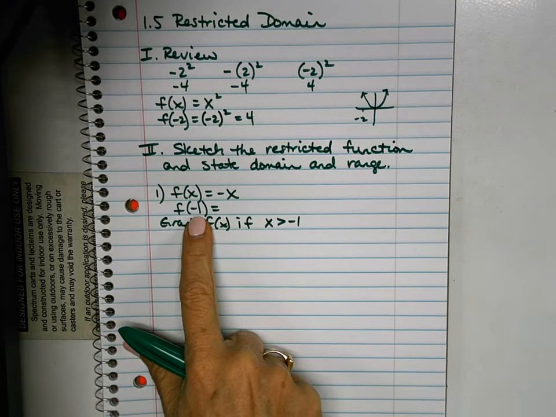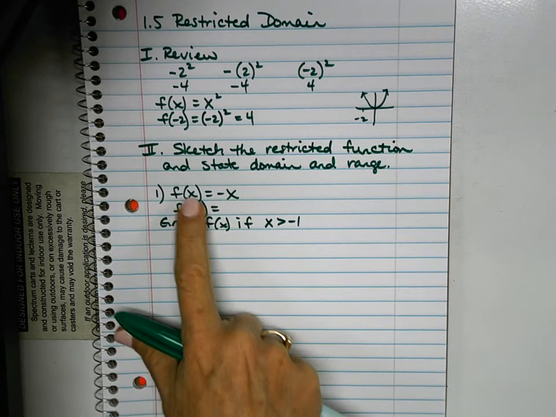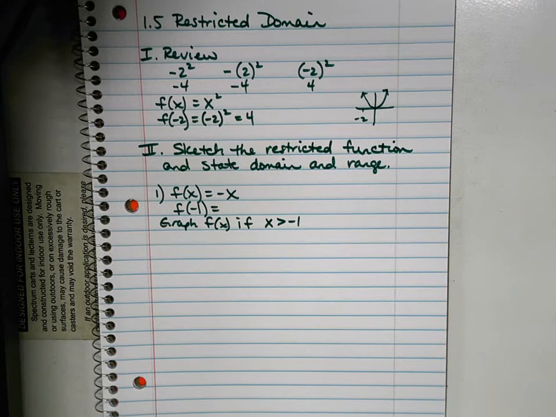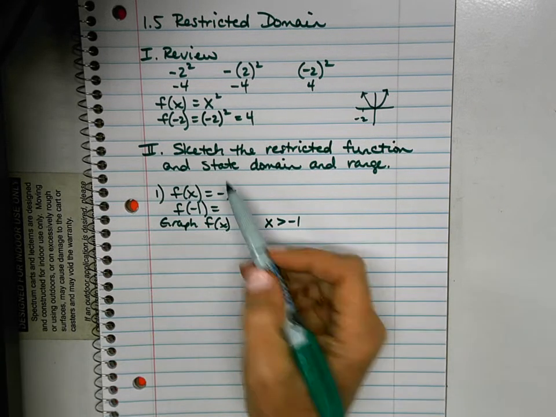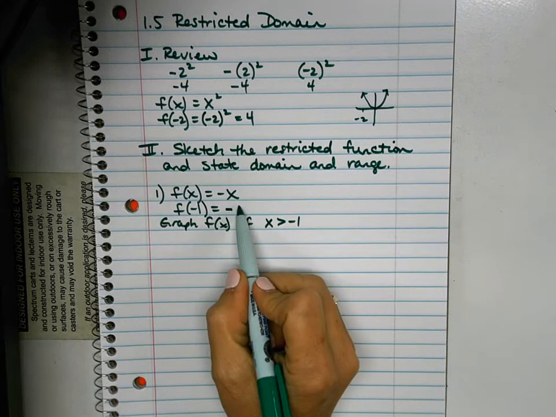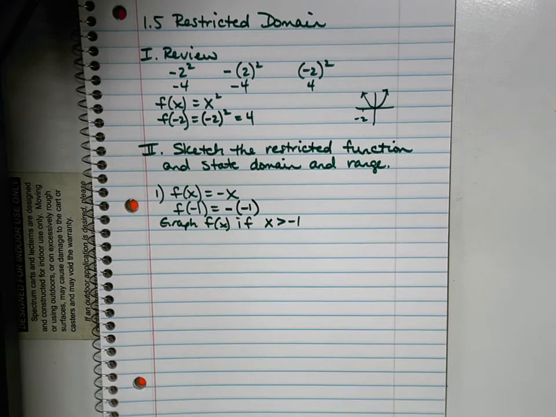Go to the f function. Wherever there's an x, in parentheses put -1. There's already a negative there, so you need to carry that down. That negative's still there, but now this x is going to be -1. That's how you evaluate that, okay? Whatever this is, put it in parentheses where that x is.